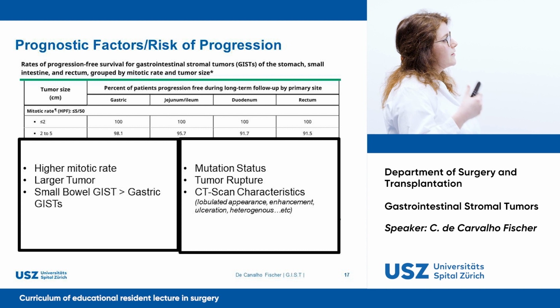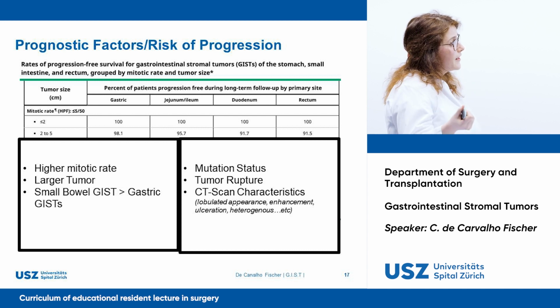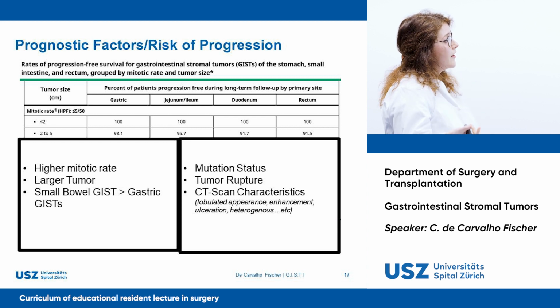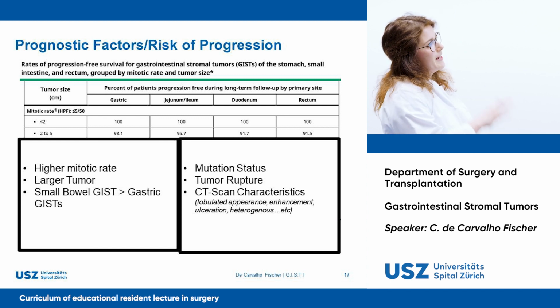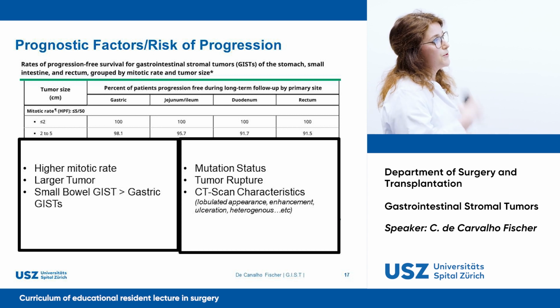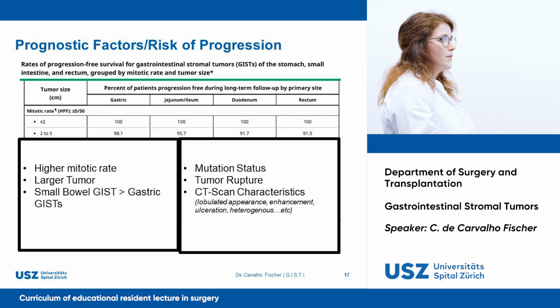So if the tumor cells have a higher mitotic rate, if the tumor is large, and also they found that small bowel GISTs are more likely to have a less favorable prognosis than gastric GISTs. Later, other elements were also identified that suggest a less favorable outcome. So mutation status, whether the tumor ruptured intraoperatively, and certain CT scan characteristics have also been correlated with outcomes.